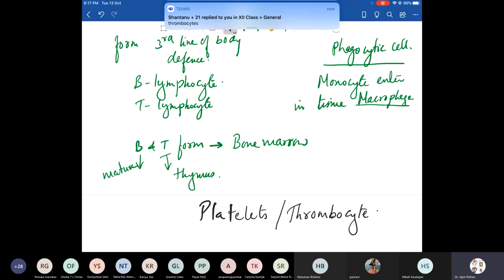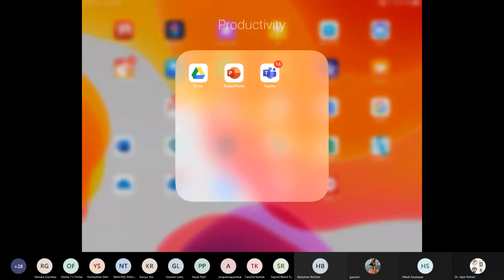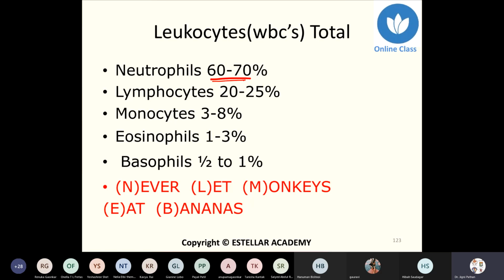Before we get into platelets, an easy way to remember the white blood cells: never let monkeys eat banana. You can keep any mnemonics, whichever you like. Never let monkeys eat banana: Neutrophils, lymphocytes, monocytes, eosinophils, basophils.